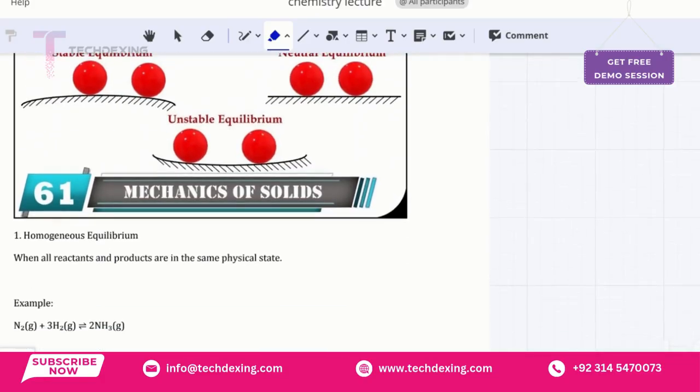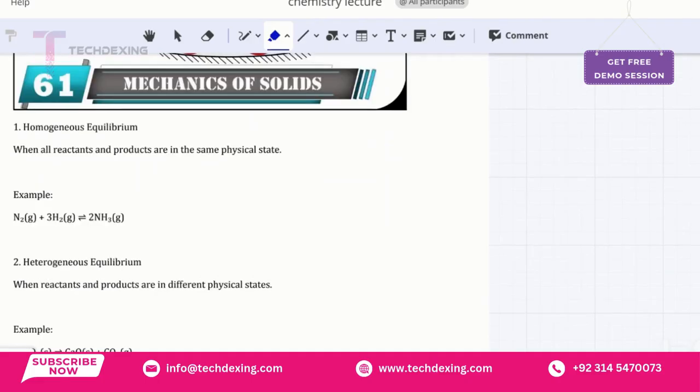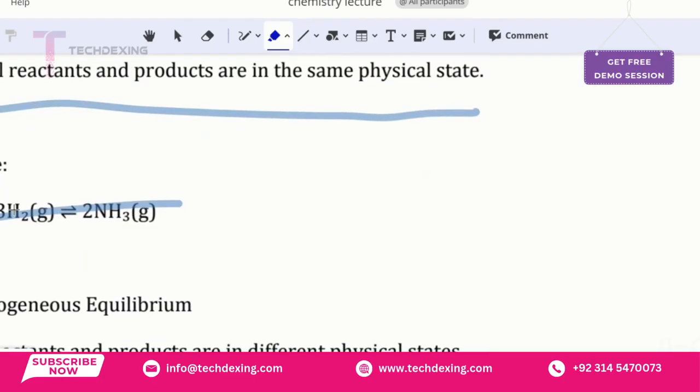So now we will talk about the types of equilibrium. The first one is the homogeneous equilibrium, where all the reactants and the products are in the same physical state. Homogeneous means the same thing, and heterogeneous means different. So we are talking about the homogeneous.